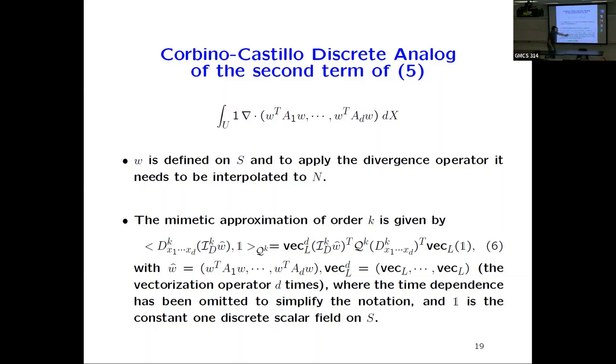And so the idea is this vectorization. So the W has these components. I just remove or simplify this. And the vect is this operator, which is really the vectorization operator, DT times, where the time dependence has been omitted to simplify the notation, and one is the constant one discrete scalar field.